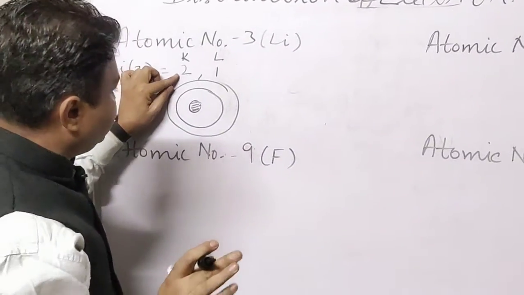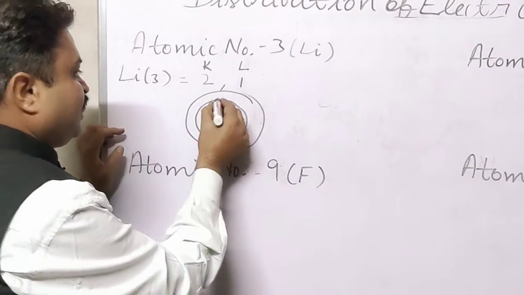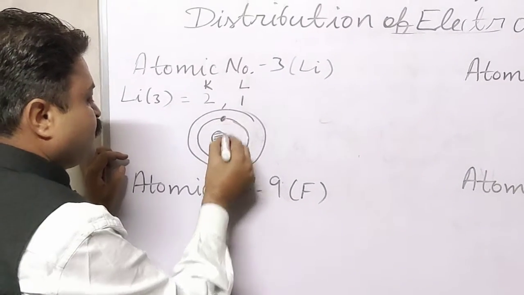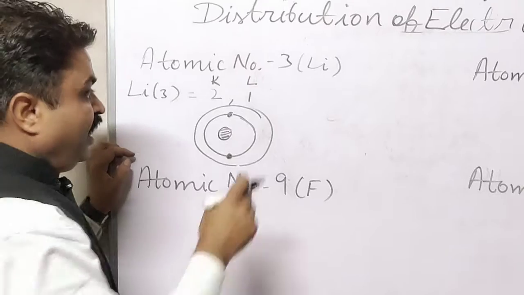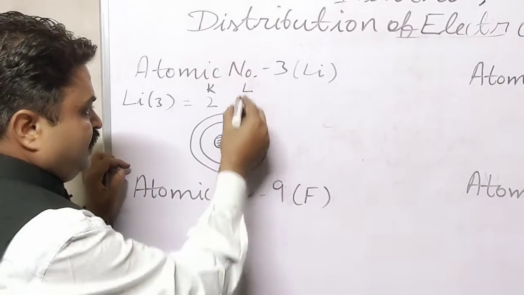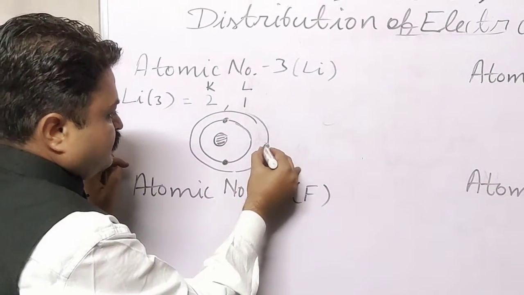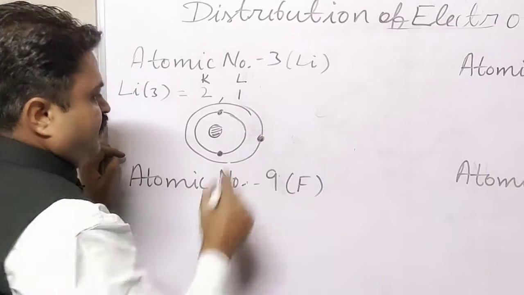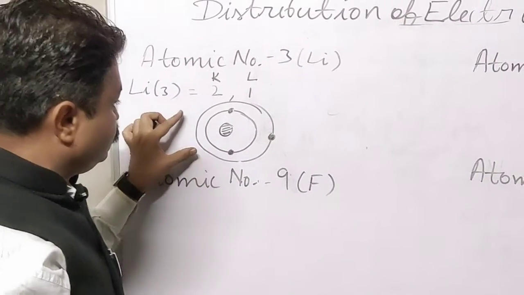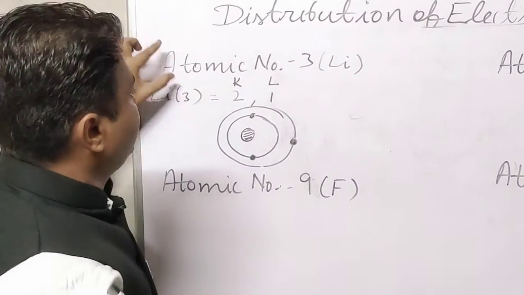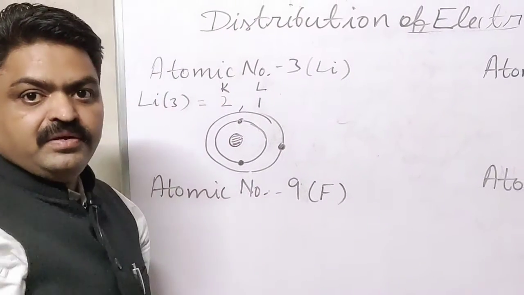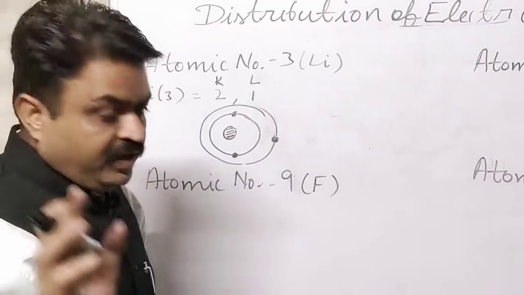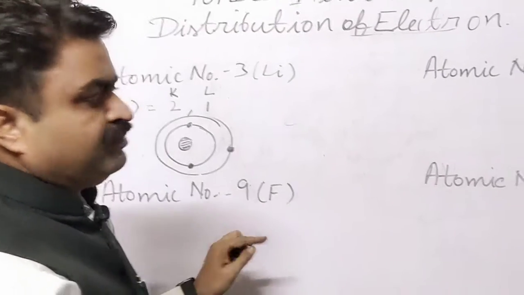Now in the K shell there are the 2 electrons. So we make the 2 electrons here. And in the L shell there is 1 electron. So it is the 1 electron here in the L shell. So it is the atomic structure of atomic number 3, means lithium atomic structure is it.